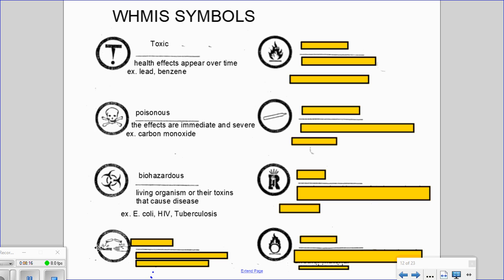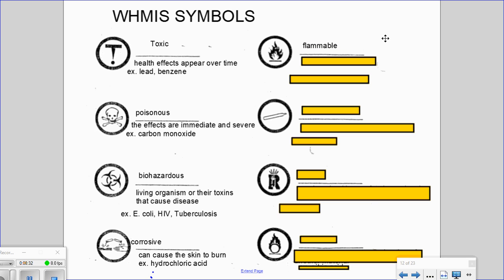The hand with the chemical being poured on it indicates a corrosive substance. And this is a substance that can cause the skin to burn. So for example, hydrochloric acid is corrosive.